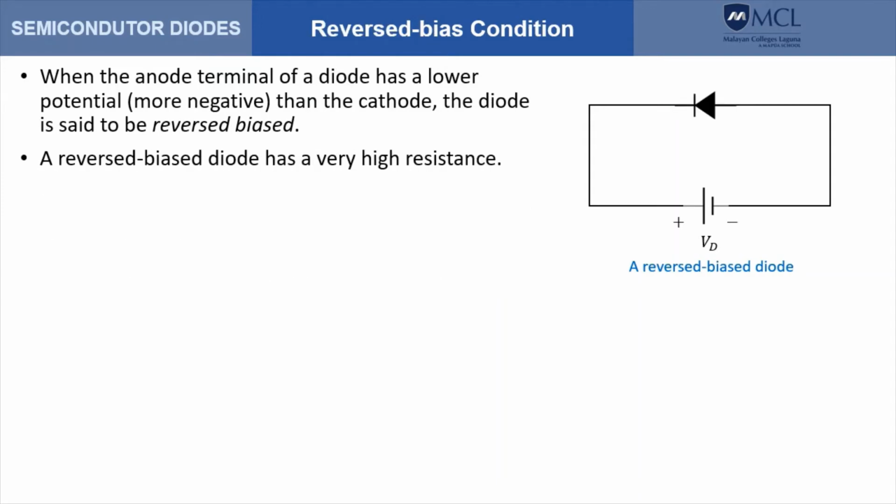When the anode terminal of the diode has a lower potential than the cathode, that diode is said to be in reverse bias condition. A reverse bias diode has a very high resistance, and almost no current can pass through that diode in reverse bias condition.